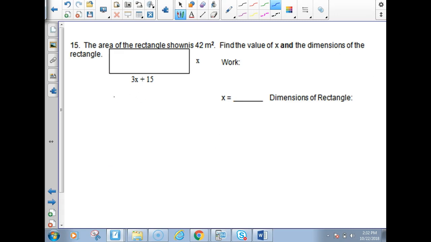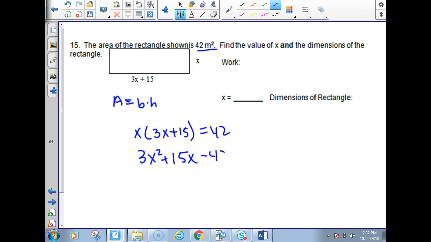Area of a rectangle, you should know area is length times width or base times height. In this case, the base is 3x plus 15 and the height's x. We just need to multiply the dimensions that are labeled and set it equal to the area given, 42. Distributing x and subtracting 42 from both sides gives me an equation that is reducible by division by 3. So I'm going to reduce it down by dividing by 3. I'm just factoring out a 3. It's not going to change anything about the solutions.